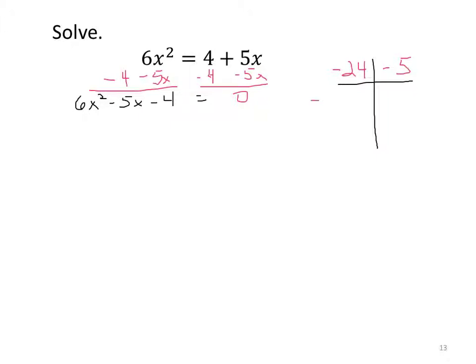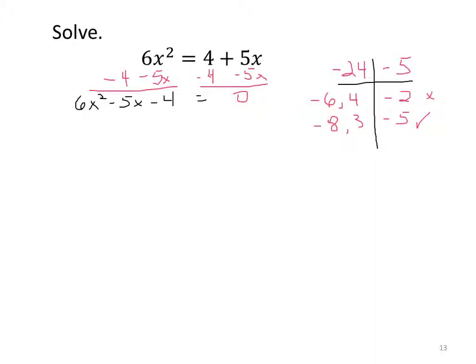So let's try negative 6 and positive 4, and they add to negative 2, so that won't work. So let's try negative 8 and positive 3, and they add to negative 5, and that does work. So we rewrite our expression on the left, but here's a common mistake that people make.